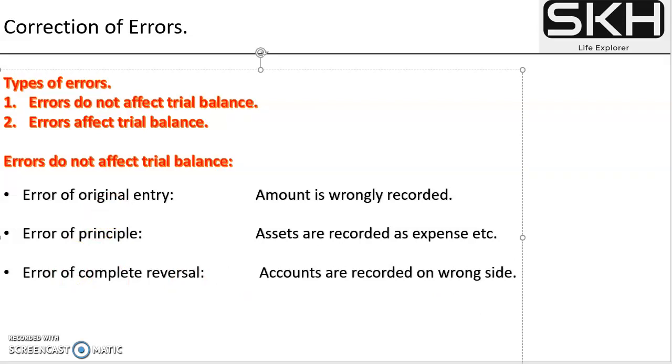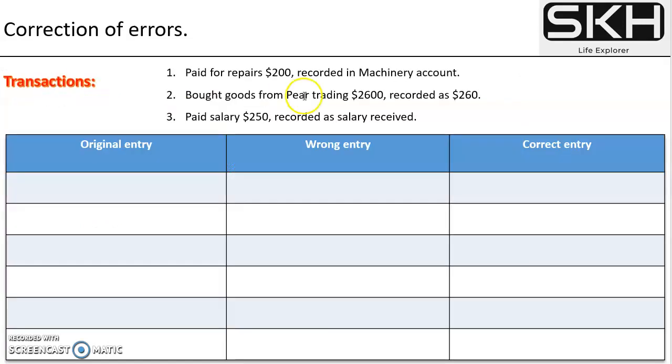Now we'll see this with the help of one example, and I'll teach you how you need to practice this. For example, the first one: paid for repairs 200, recorded in machinery account. We know that repairs are an expense, but machinery is an asset. So it means that this first error is an error of principle.